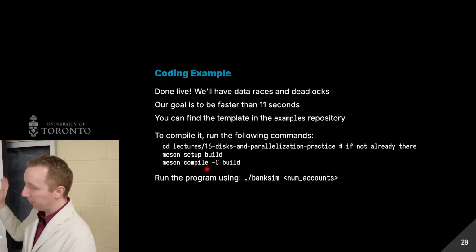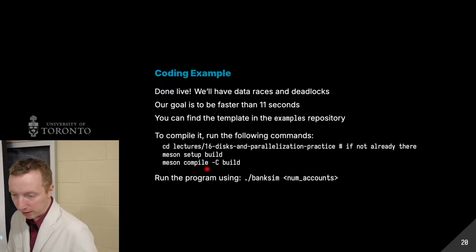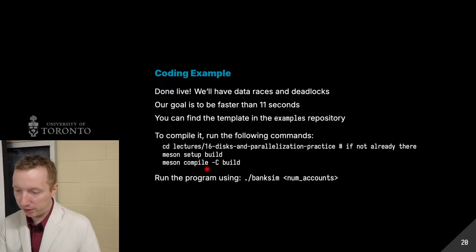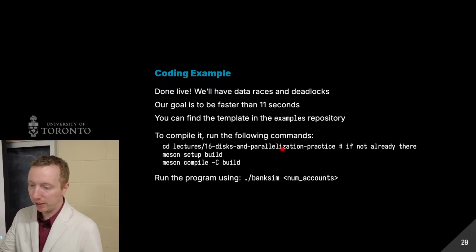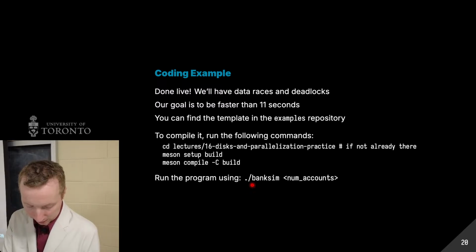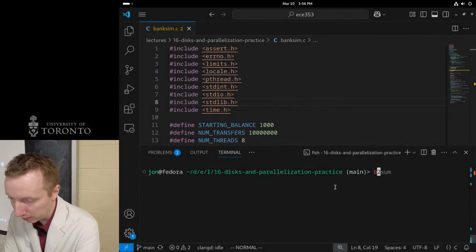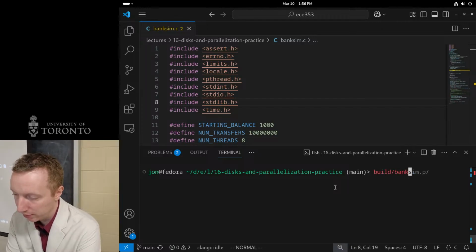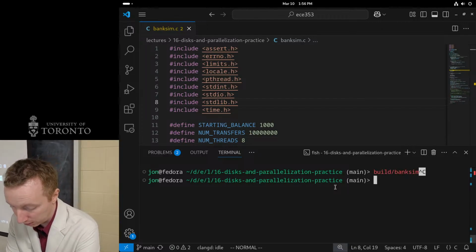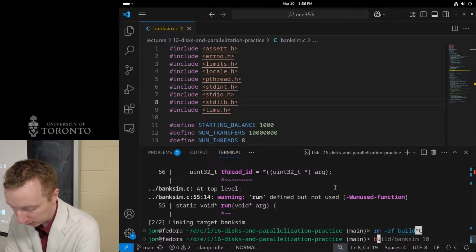You can find this in the examples repository, in the lectures directory. It's this lecture, setup, build, and it's just a bank sim that takes a single argument, the number of accounts. Let's run our code to see how it works, and we'll start going over the code. I need to compile it. I get some warnings that I'm going to ignore.